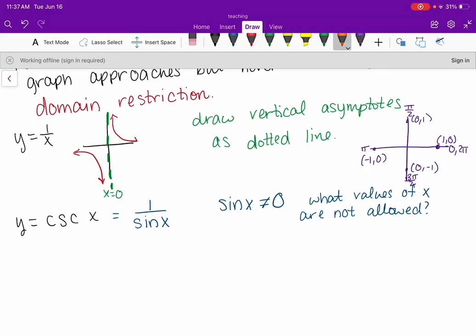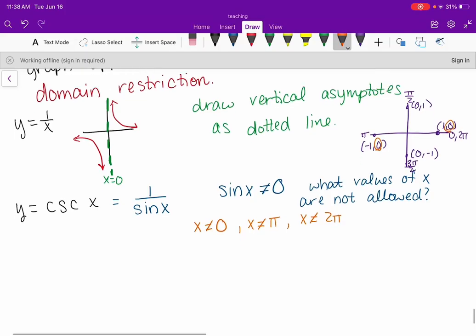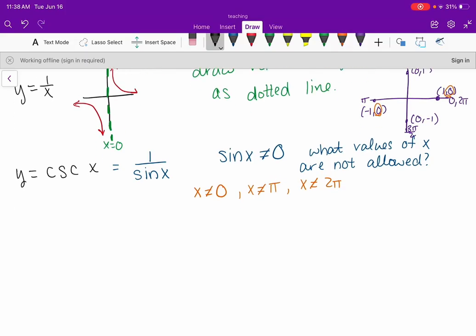So sine equals 0 here and here. So the angles that make that happen would be 0. So we don't want it to be 0. Pi. So we don't want it to be pi. And then also 2 pi. So we don't want x to equal 2 pi. What we are really seeing here is we're seeing the vertical asymptotes.